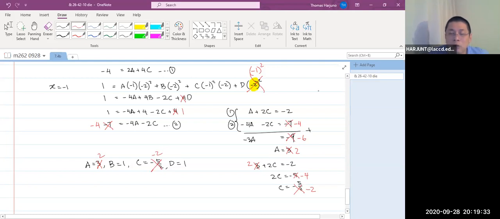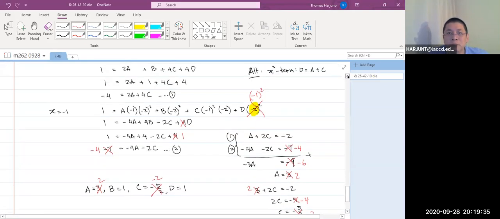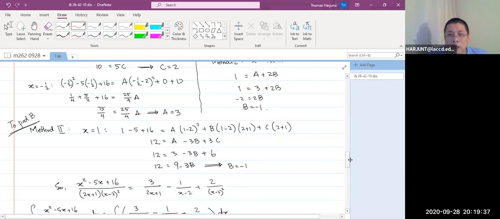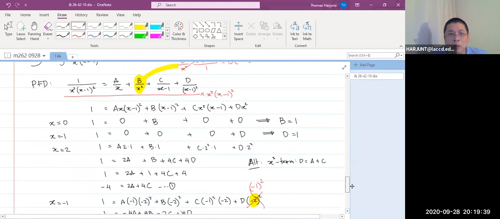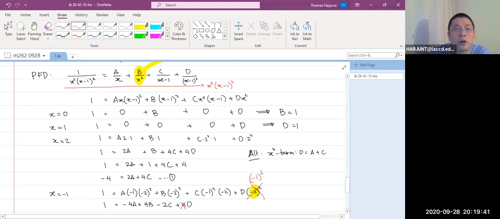I was actually trying to do other method too. But can you see the x cubed term here? The x cubed term on the left-hand side, you don't have x cubed term, right? On the left-hand side. That's why it's 0. Now, on the right-hand side, x cubed term only comes from A. We have x cubed here. The B have x squared, the maximum. The C have x cubed. The D has x squared, the maximum.